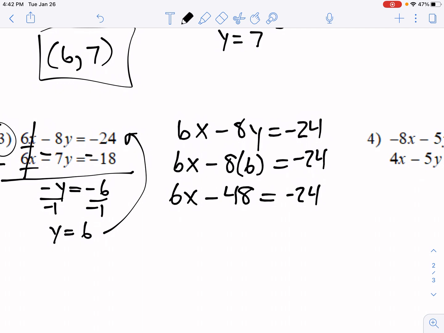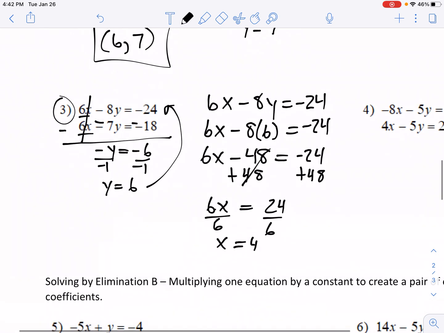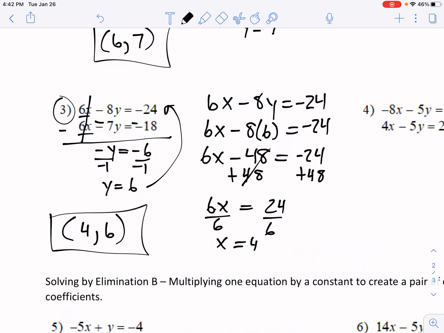Two-step equation here, we need to add 48 to both sides. This goes away and we get 6x equals, different signs, what do we do? Subtract and keep the sign of the larger, so 48 minus 24 is 24. 48 is bigger and positive. And then last thing, dividing by the coefficient of x here, we get x equals 4, okay? So the point in which they cross is 4, 6, okay? That would be the solution here.